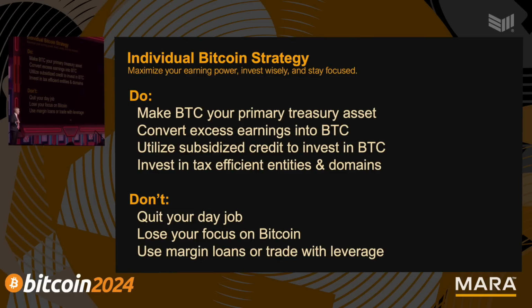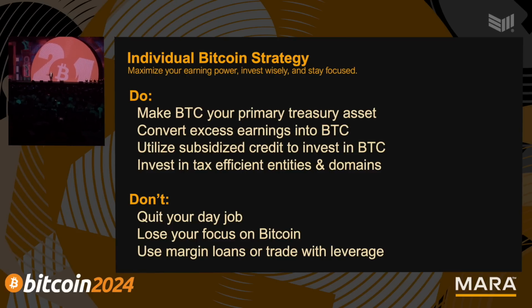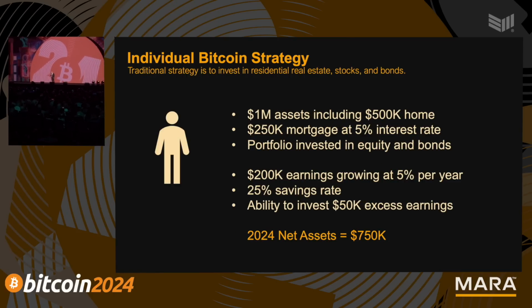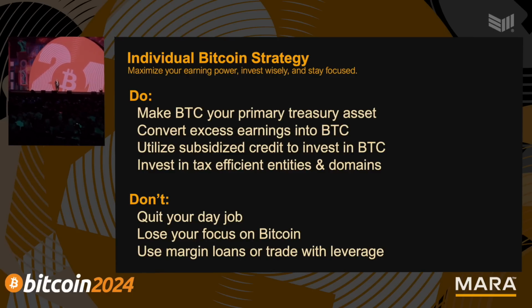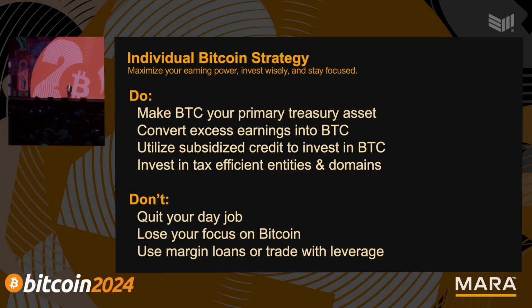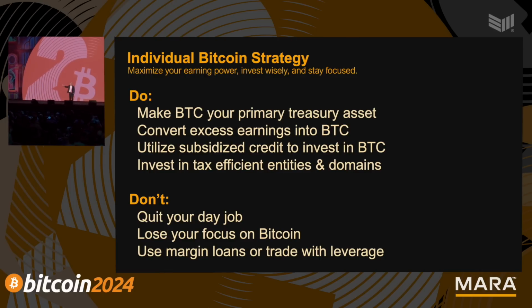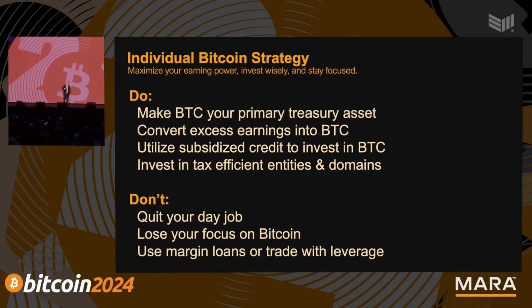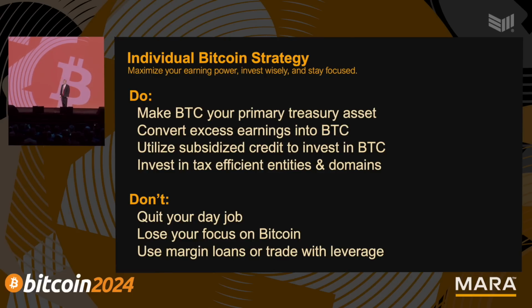What shouldn't you do? Don't quit your day job. Don't lose your focus on Bitcoin. Don't use margin loans and trade with leverage. You get wiped out while you're asleep on a Saturday night. That's not good. Good? 30-year loan for 3% backed by the government on your land. Bad? Overnight 10x leverage.